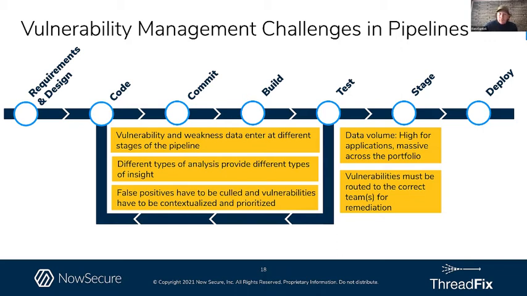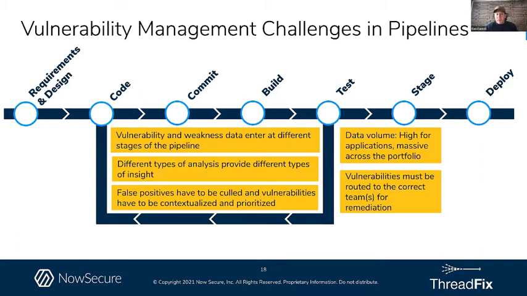And so a real challenge is that you have this vulnerability and weakness data coming from your automated code review. That's going to enter the pipeline, or that's going to be exposed at one point in the pipeline. These different types of analysis are going to provide different types of insight. Again, what you're going to get from a web application scanner is going to be a different perspective of potentially even the same vulnerability that gets exposed by static analysis.